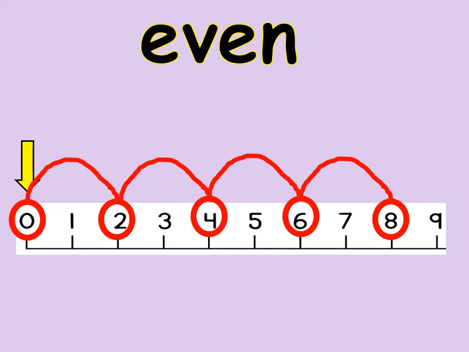We also say that that is counting by twos. Usually we count by ones. We go up one number. 1, 2, 3, 4, 5, 6, 7. That's counting by ones. But what we just did is counting by twos, because we started at 0 and we went to 2, 4, 6, 8. It's counting by twos. That gives us the even numbers if we start with 0.